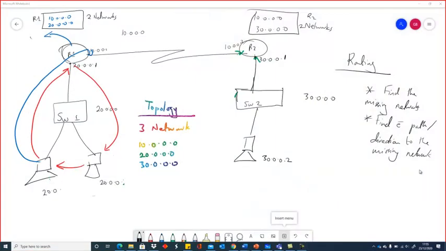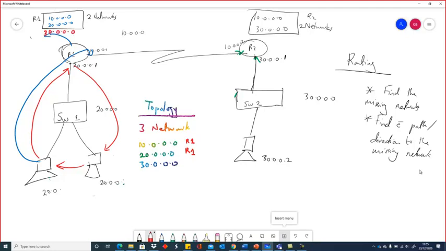Okay. So basically, let's start with R1. R1 has 10 network, yeah? So we can say, okay, R1 already has 10 network. R1 has 20 network, so we can say R1 has 20 network. Does R1 have the 30 network? No, it doesn't have it. Okay, so we'll put it here. That's something that we have to figure out.